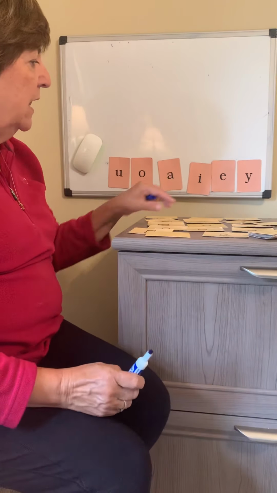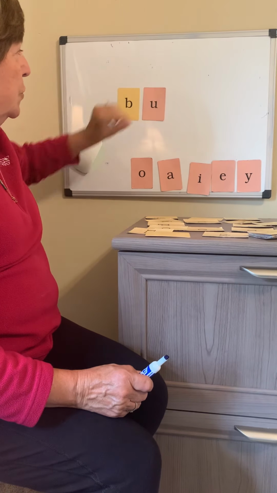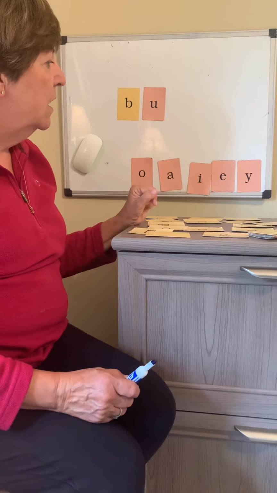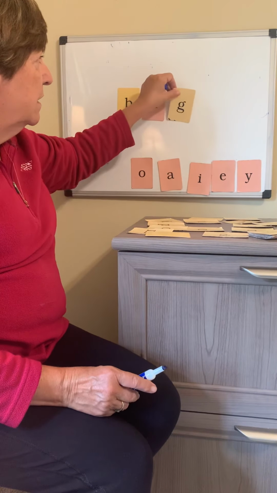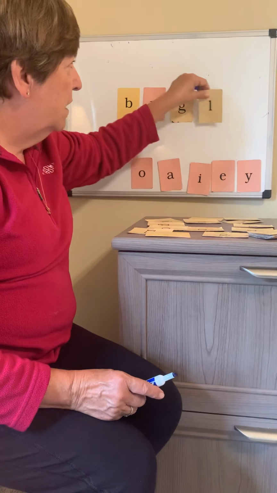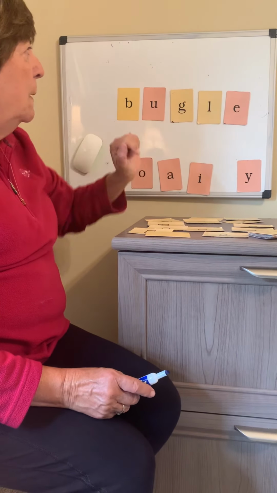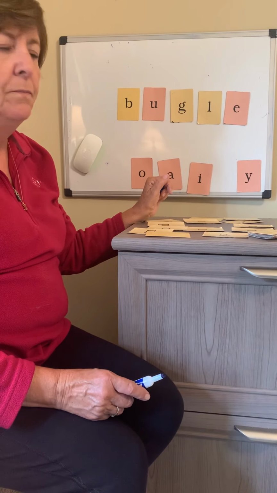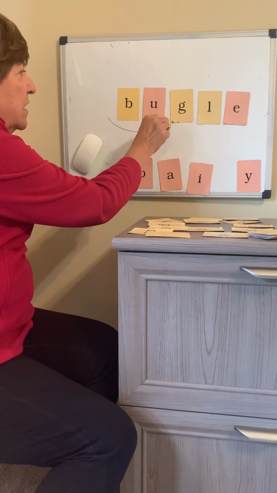B-U. I love it when the syllable tells you what vowel it is. Bugle. G-O. There's my helper E. Bugle. I hope you marked yours as well.